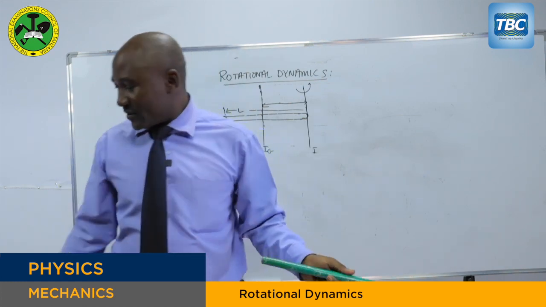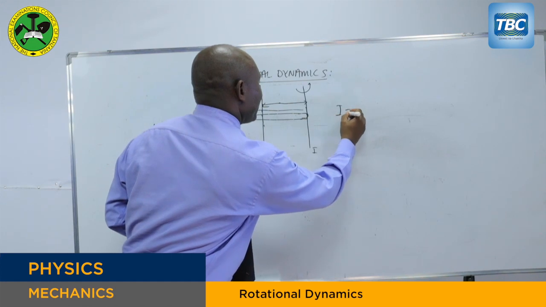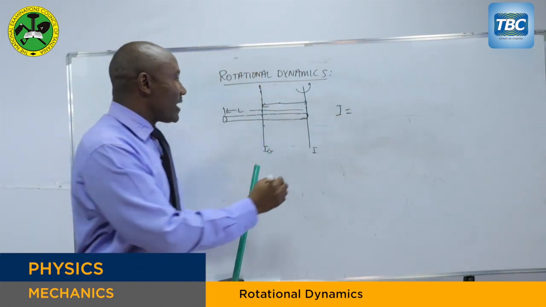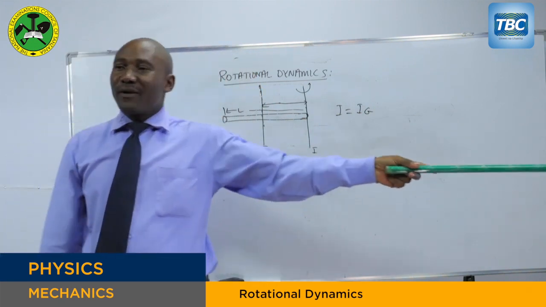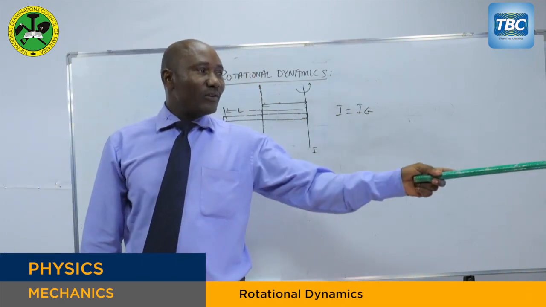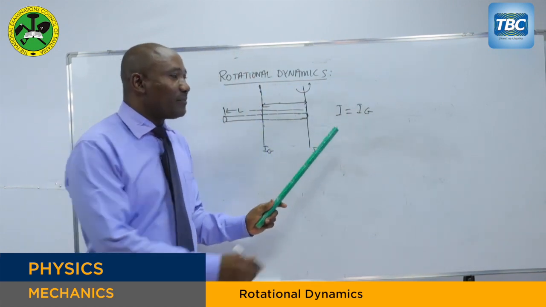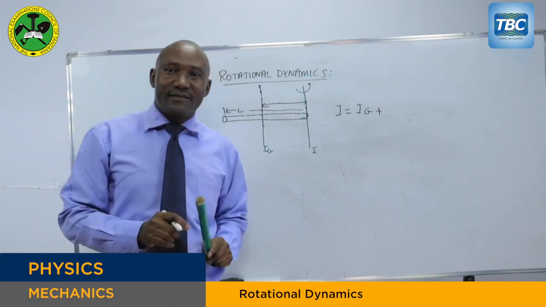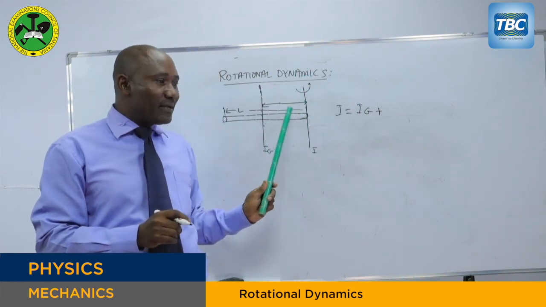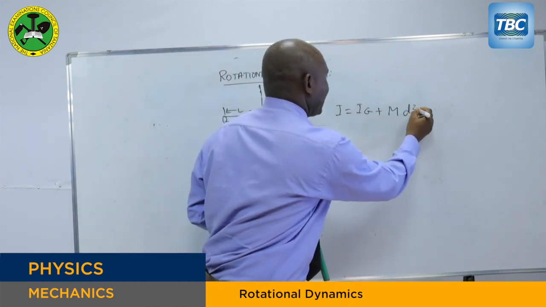So the theorem says what? The moment of inertia about that axis, I, equals Ig. Why Ig? The formula says it should be the moment of inertia about the parallel axis through its center, which is Ig, plus the product of the mass of this object, m, and d squared.